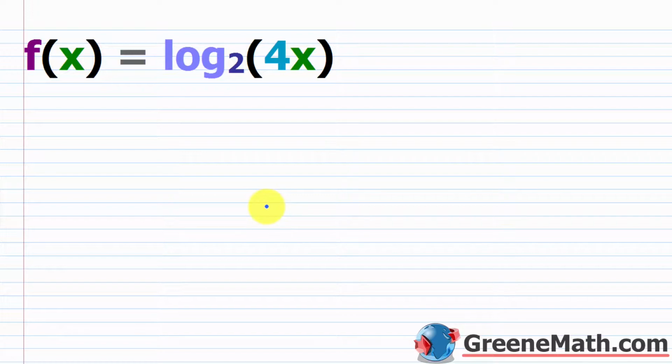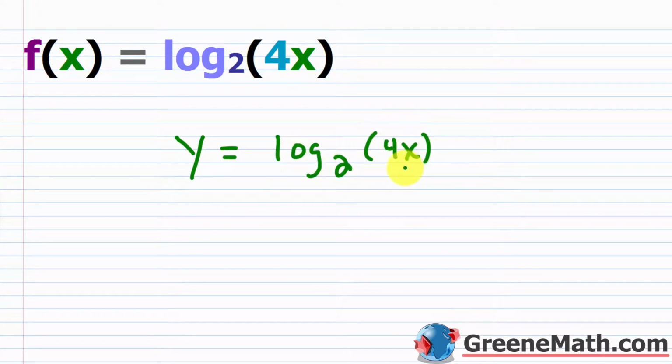So these problems are pretty easy overall. I'm going to start out with f of x equals log base 2 of 4x. And again, the first thing you want to do is just replace f of x with y. So I'm going to say y is equal to log base 2 of 4x. And then I'm going to swap x and y. So instead of y here, I'm going to have x. And this is equal to log base 2 of, again, I have 4x. So now I'm going to put 4y.